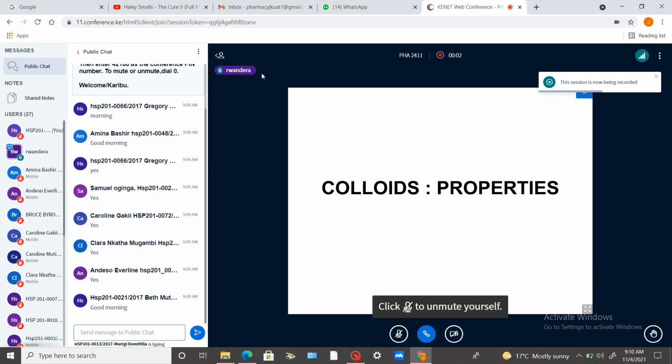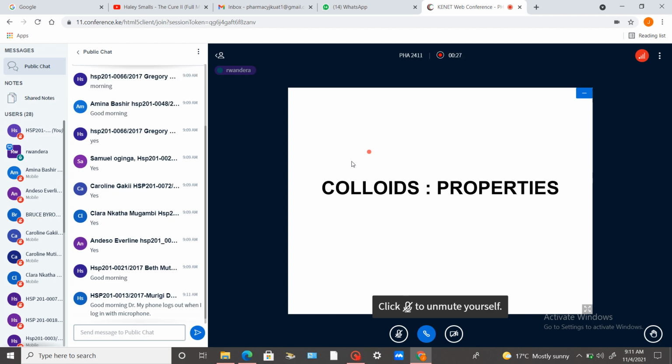Today we are going to look at properties associated with colloids. So who can remind us what a colloid was from our last class? I understand we had a 1 week break. What are these colloids, before we look at the properties? What are colloids by definition?